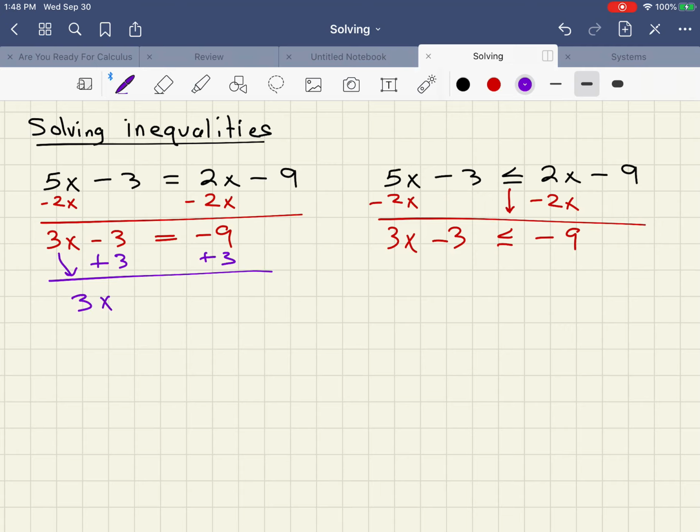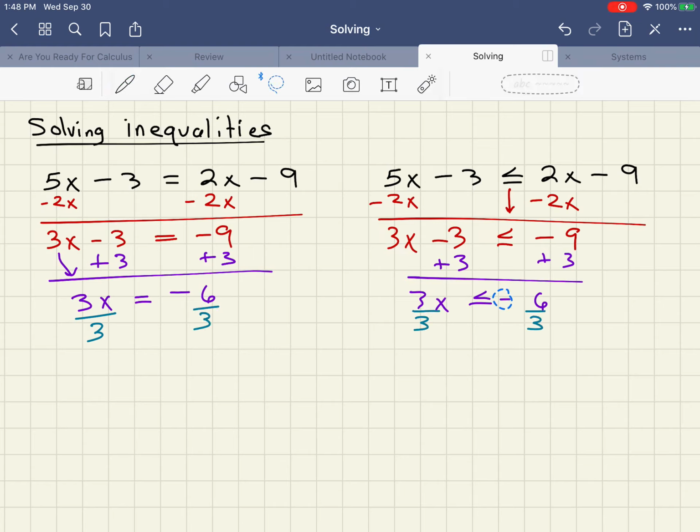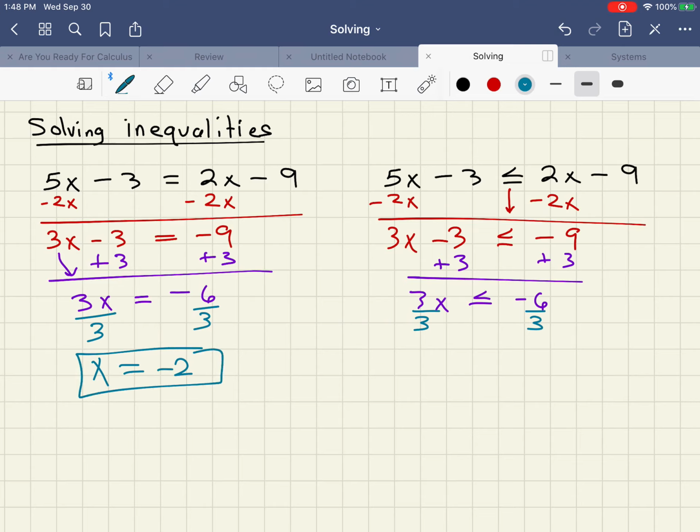I drop down my 3x. It's equal to negative 6. I'm going to do the same thing on this side. 3x is less than or equal to negative 6. And my last step in each type here is to divide by 3. And you might lose that negative there. I'm going to bring it a little closer. So we get x equals negative 2. On this one, we get x is less than or equal to negative 2.